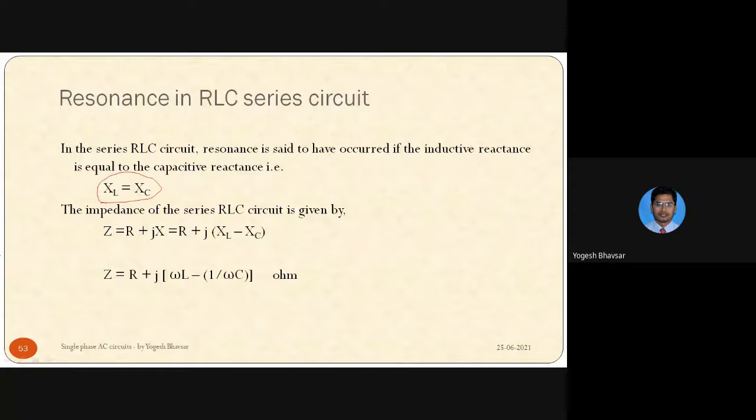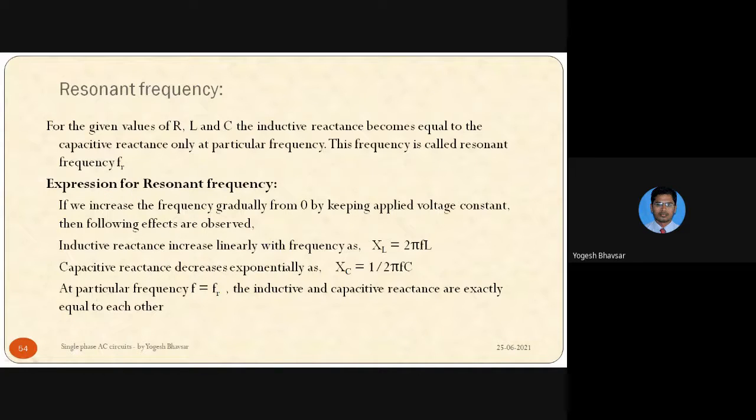At this condition, the impedance of the series RLC circuit in rectangular form is Z equal to R plus jX, where X is equal to XL minus XC. So Z is R plus j(XL minus XC). This is the rectangular impedance for the series RLC circuit. Again, in detail, XL is equal to omega L and XC is equal to 1 by omega C. This is the condition for resonance.